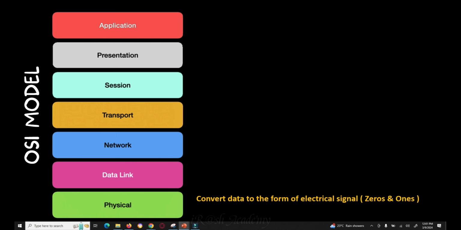So the function of the physical layer is to convert the data into the form of electrical signal. It converts the data into zeros and ones so the computer can understand what the data is and it can read it. Protocols like RS-232, token ring, Ethernet and ISDN come under the physical layer of the OSI model.